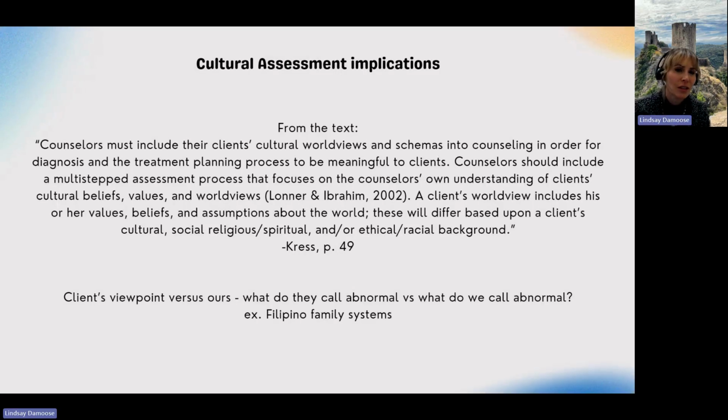So switching over to more of a DSM focus, and we'll talk more about cultural assessment implications. There's the case study in chapter 2 that I'm going to refer back to when we meet next week. But it's so important for us to take into consideration the biases that we have with our worldviews, what goes on behind the scenes of our belief system, in order to understand: are we aligning correctly with the client's worldview, with their background? Are we calling the same things abnormal?